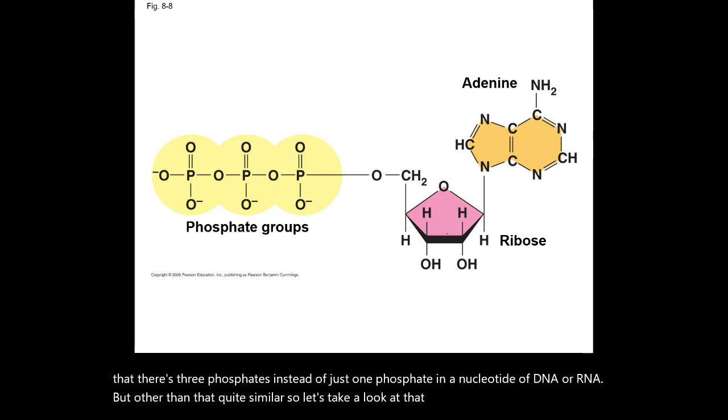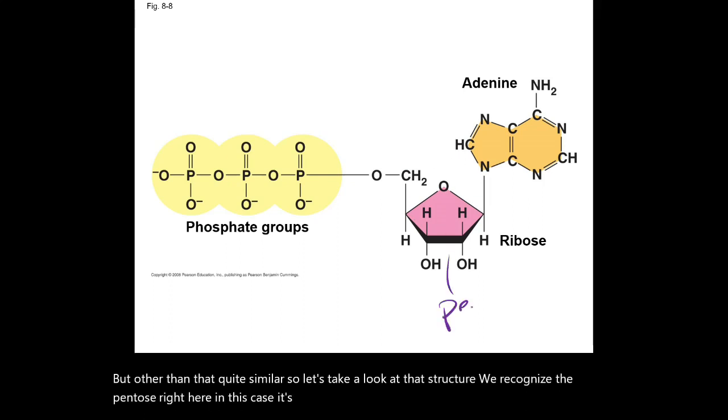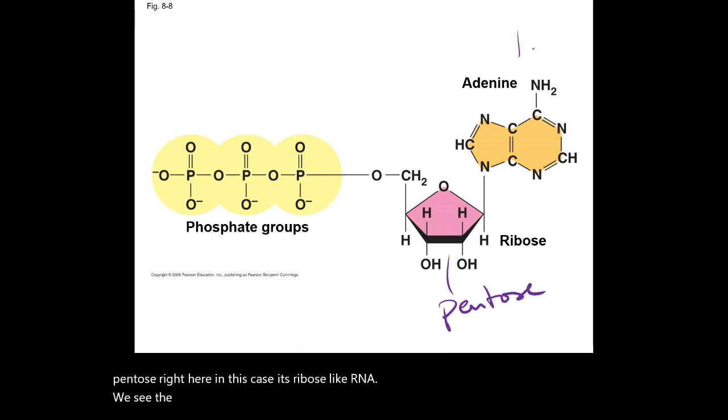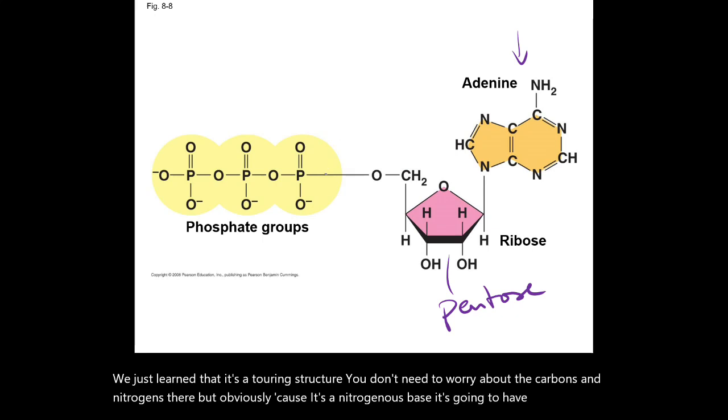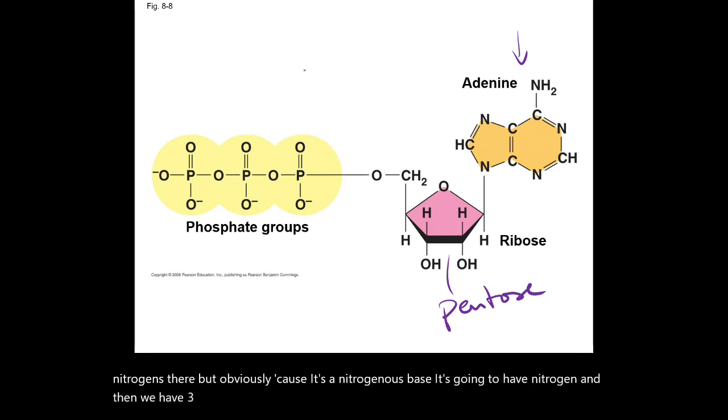We recognize the pentose right here. In this case, it's ribose, like RNA. We see the nitrogenous base that happens to be the purine adenine, exactly the same one that you see in RNA and DNA, identical. You don't need to know about the detailed structure. We just learned that it's a 2-ring structure. You don't need to worry about the carbons and nitrogens there. But obviously, because it's a nitrogenous base, it's going to have nitrogen. And then we have 3 phosphates. Those 3 phosphates are all stuck together.